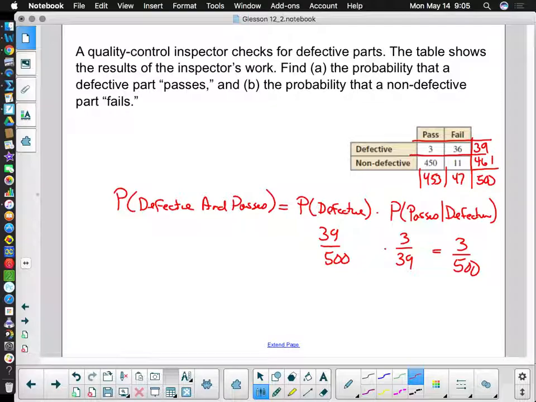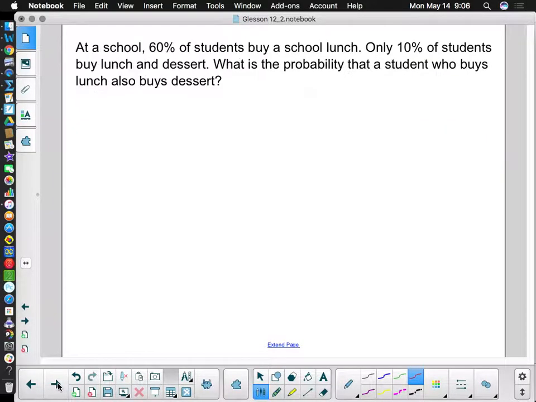Okay? So if you randomly pick a part, and that is a defective part, and it passes, the probability of that happening is 3 out of 500. In the interest of time, I'm going to cut to the last problem. At a school, 60% of students buy a school lunch, and only 10% of students buy lunch and dessert. What is the probability that a student who buys lunch also buys a dessert?